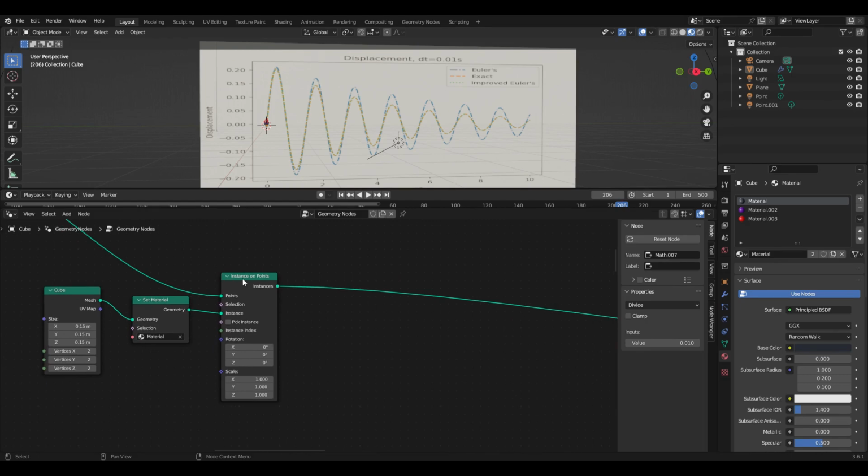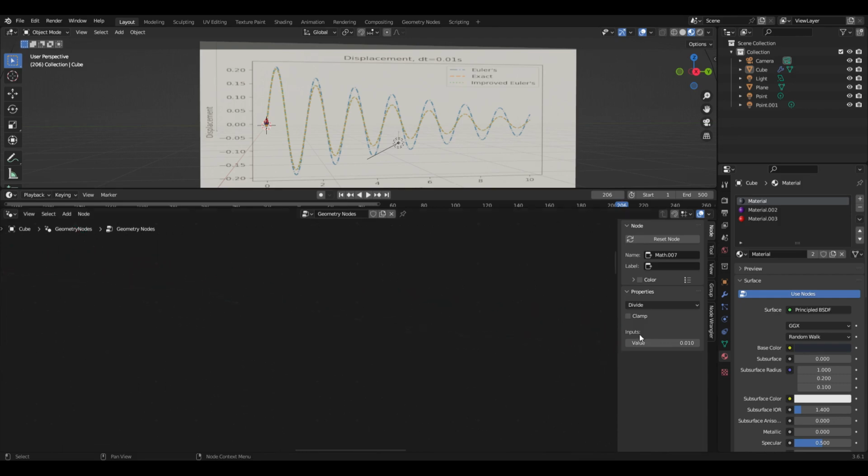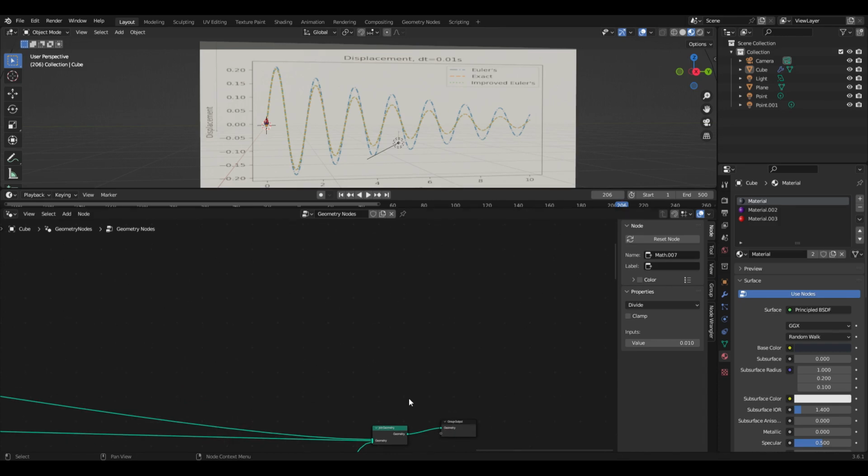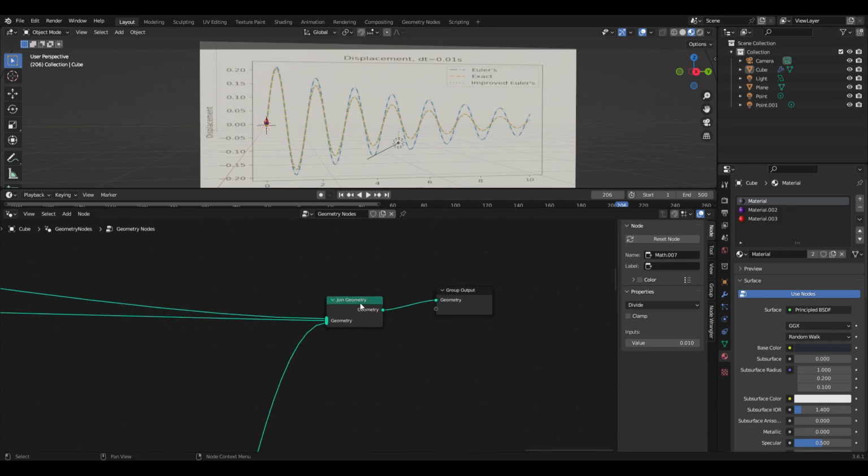I gave it a material, and that gets fed into a join geometry. I had 3 setups, and then that goes into the output. So that's basically the Euler's method.